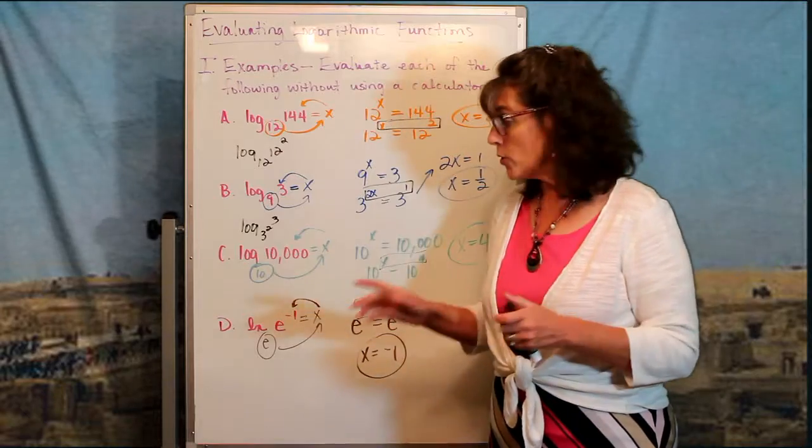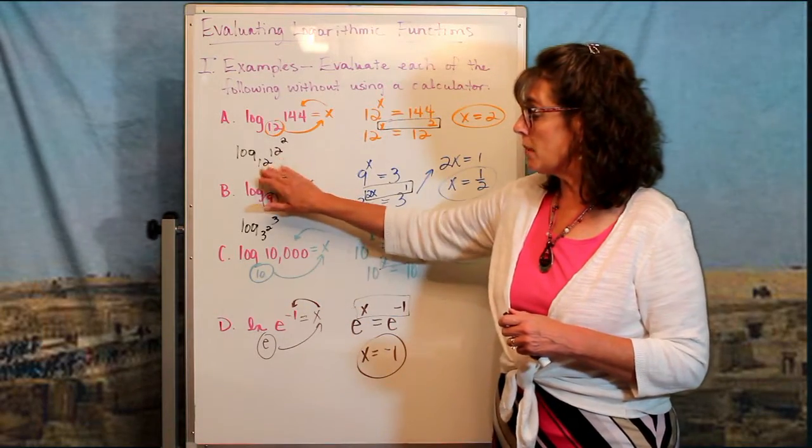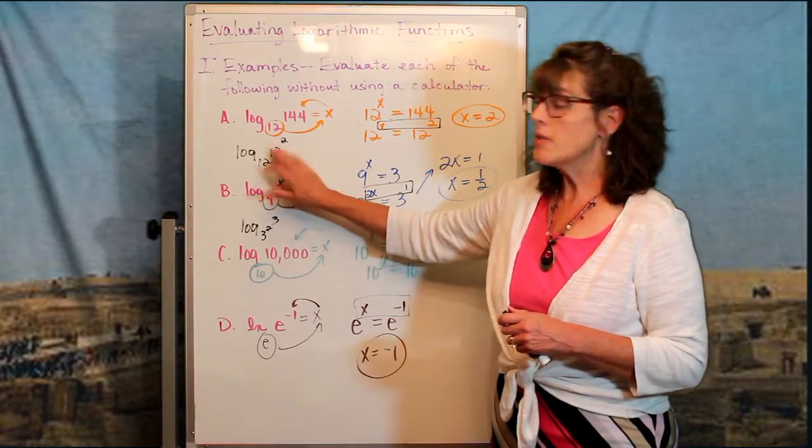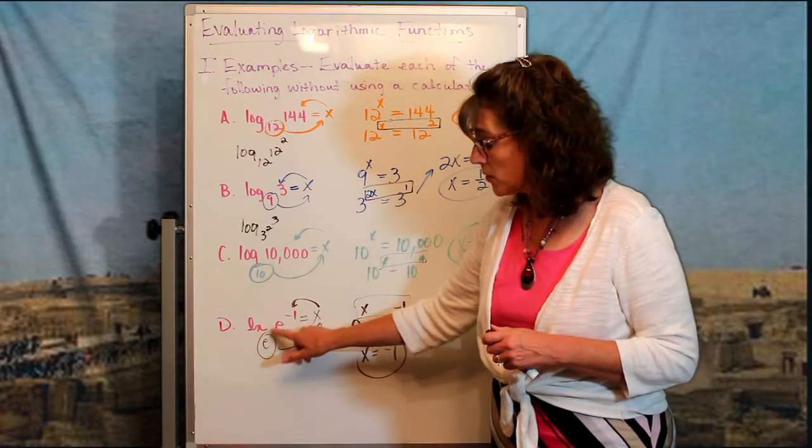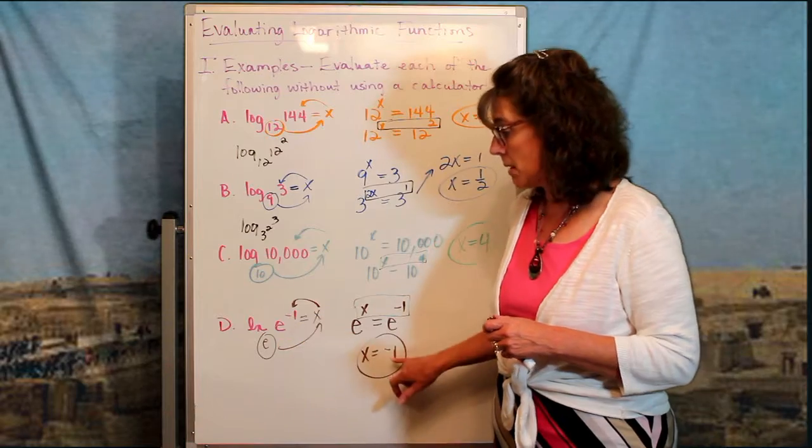Now, remember the rule here that when the base and this are the same, they will cancel out. That exponent is going to be your answer. The base and this are the same. They're going to cancel out. That exponent is my answer.